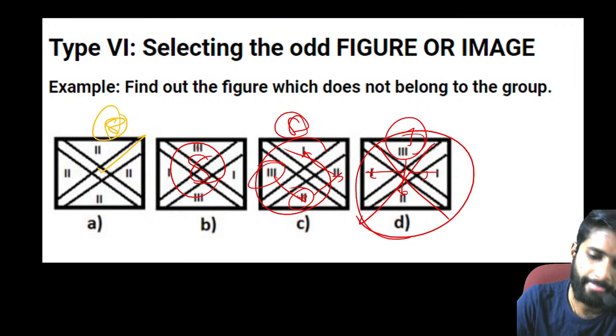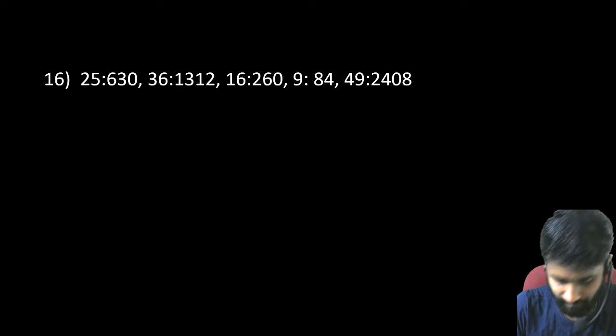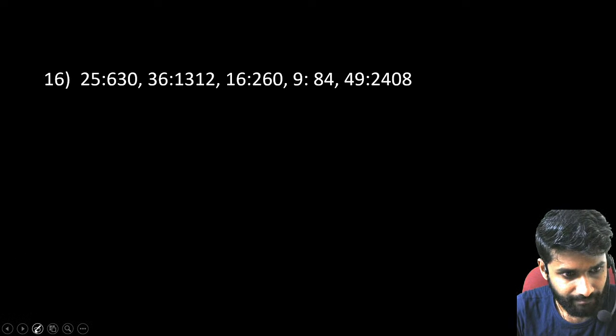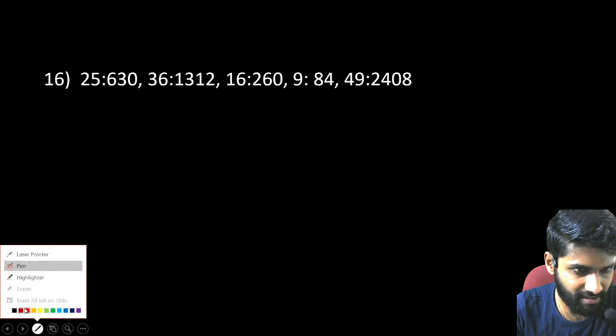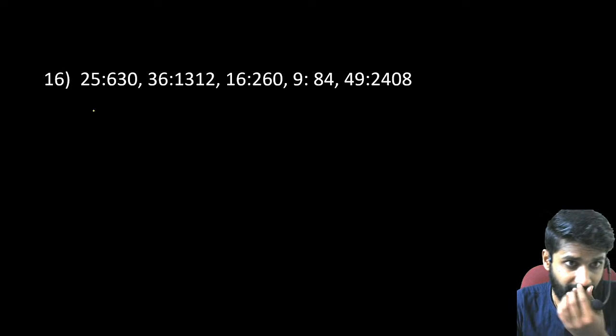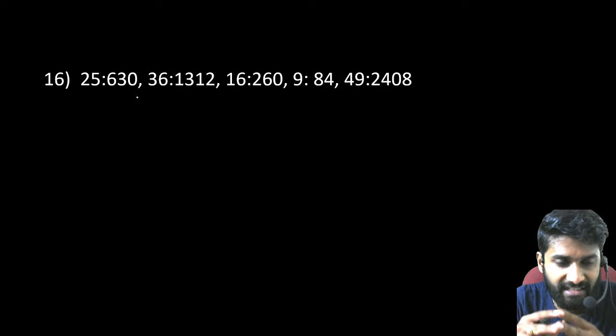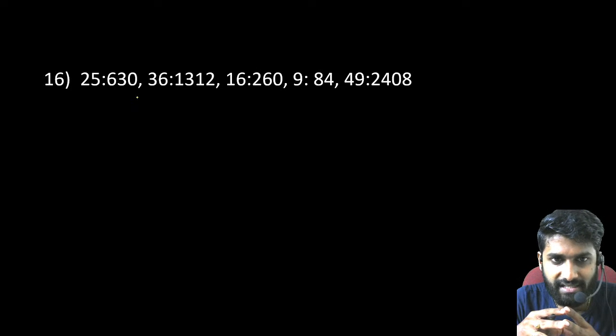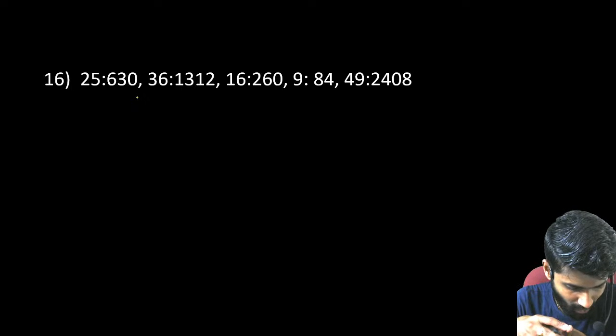Very good. Next. What is the answer for the 16th question? Those are the 6 different models. Just keep it in mind. You can expect the model, not the exact question, but you know the model. Sorry, odd one out. Next, 25 is to 630, 36 is to 1312, 16 is to 216, 9 is to 84, 49 is to 2408.